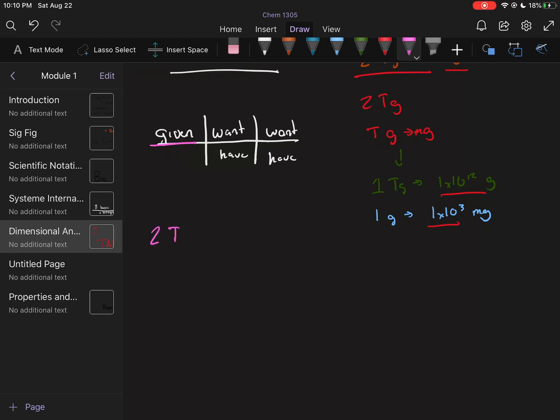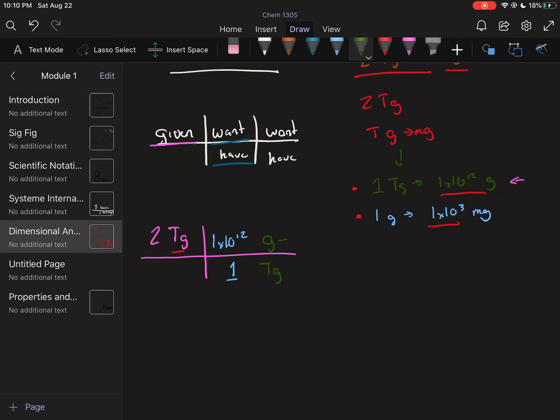So we're given 2 teragrams. Again, this is want over have. So what do you have? We have teragrams. Let's look at our conversions. Which one of our conversions have teragrams in it? Well, this first one does. So that's the conversion ratio we're going to use. So doing want over have, we want grams, I have teragrams. And we'll just plug this in, times 10 to the 12 grams.